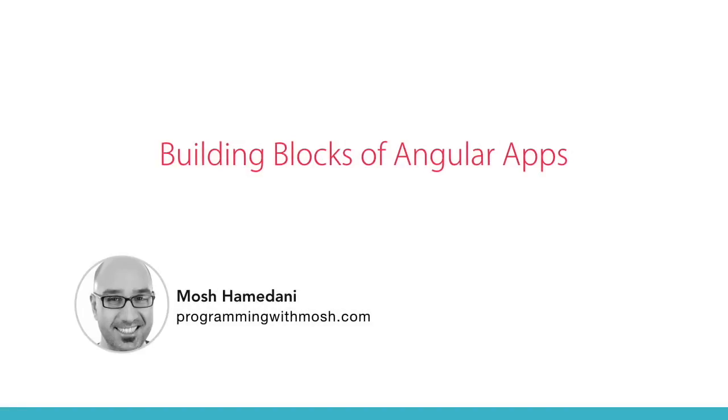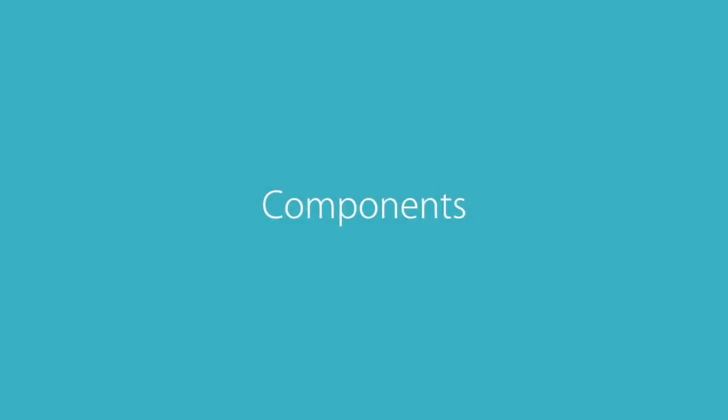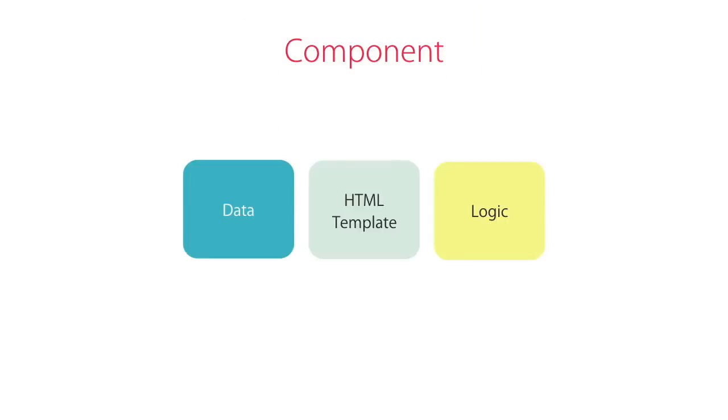So now that you have some basic familiarity with Angular, let's look at the building blocks of Angular apps. At the heart of every Angular app, we have one or more components. In fact, in a real-world app, we have tens or hundreds of components. But what is a component? A component encapsulates the data, the HTML markup, and the logic for a view, which is the area of the screen that the user sees.